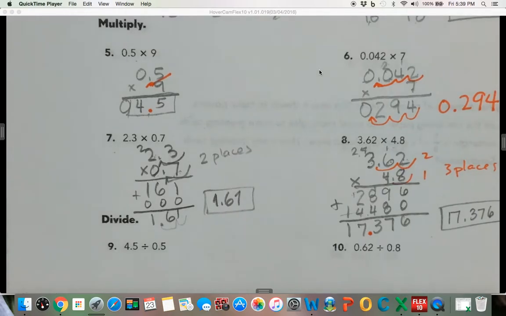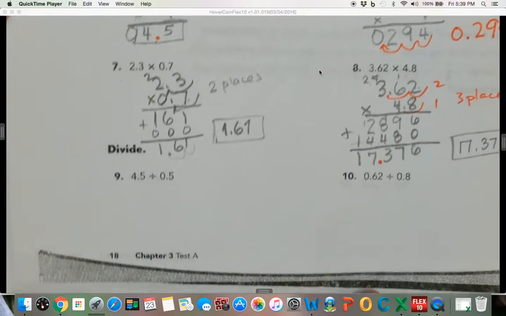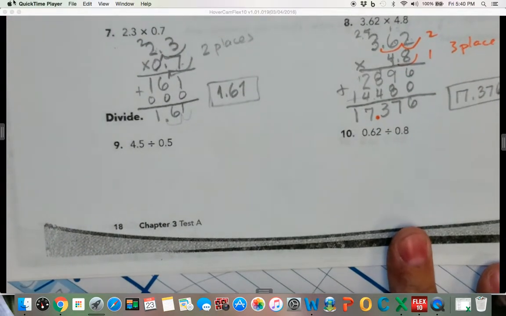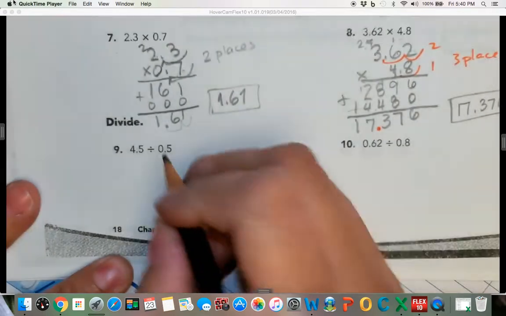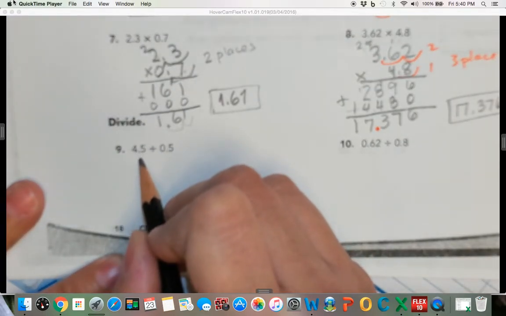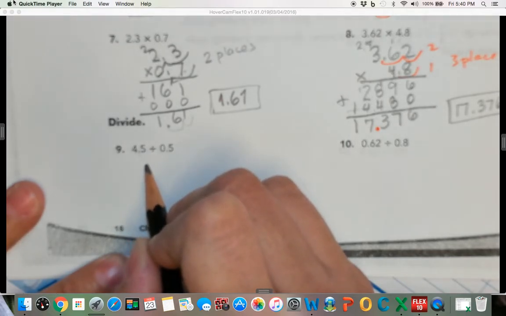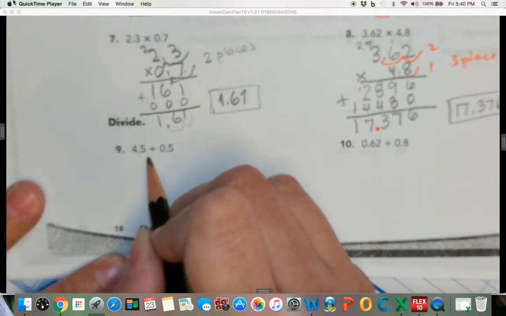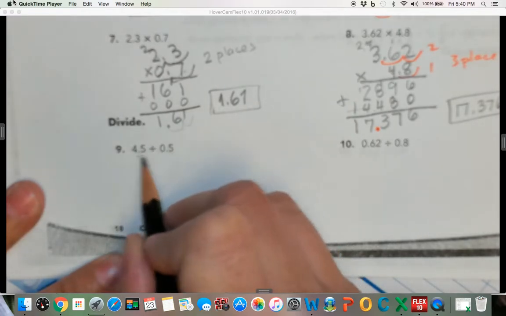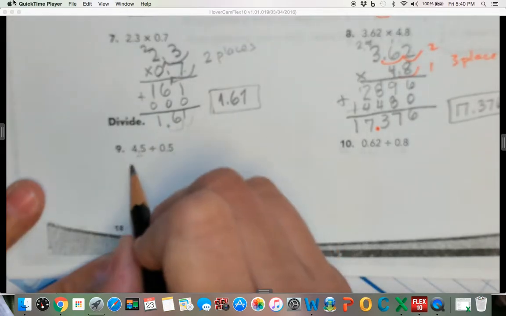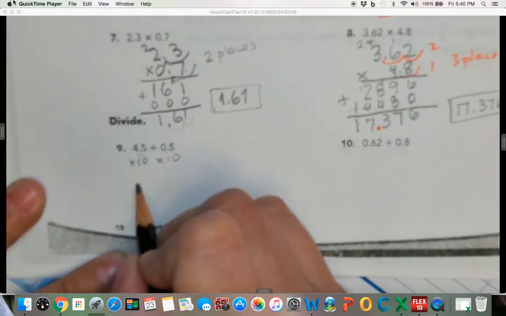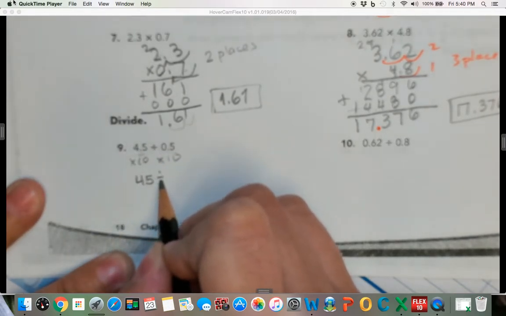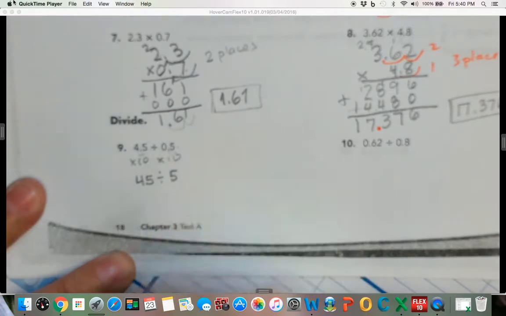For 9 and 10, to make dividing easier, I'm going to multiply them by a power of 10. If I multiply them by 10, it moves my decimal place over 1. If I multiply them by 100, it moves my decimal place over twice. These both only need to move over once. So if I do times 10 times 10, it turns it into 45 divided by 5.